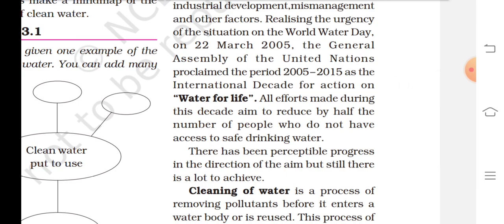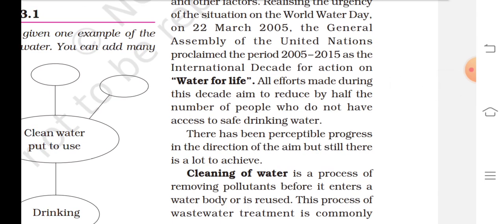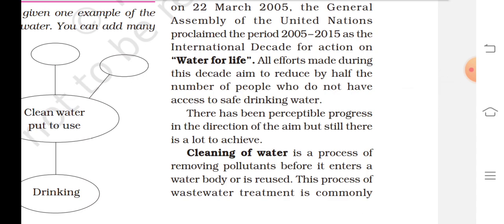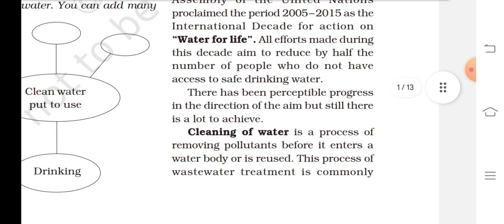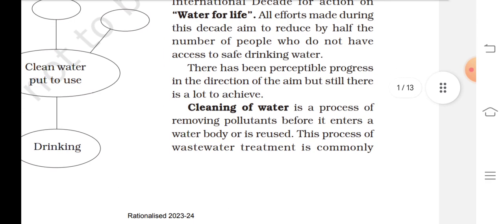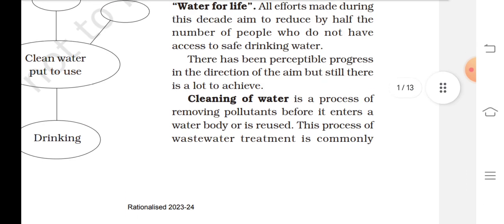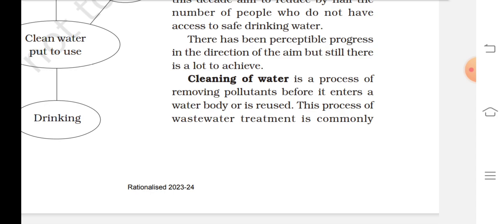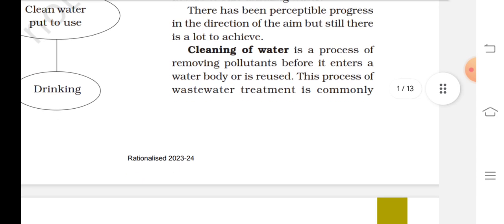Realizing the urgency of the situation, on World Water Day, 22 March 2005, the General Assembly of the United Nations proclaimed the period of 2005-2015 as the International Decade for Action on Water for Life. All efforts made during this decade aim to reduce by half the number of people who do not have access to safe drinking water. There has been steady progress in the direction of the aim, but still there is a lot to achieve.